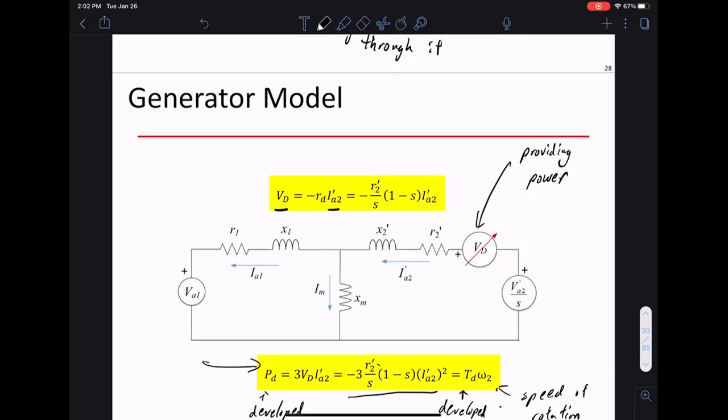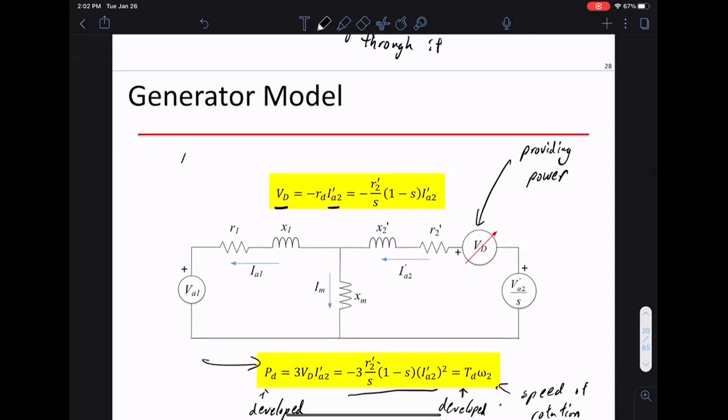But the problem with 180 out of phase is you cannot produce reactive power. So your active power you produce, but the reactive power of these two being 180 out of phase is 0. Right? So if we look at the complex power, the complex power, developed power is 3 VD IA2 prime complex conjugate. Right? This is the complex power.